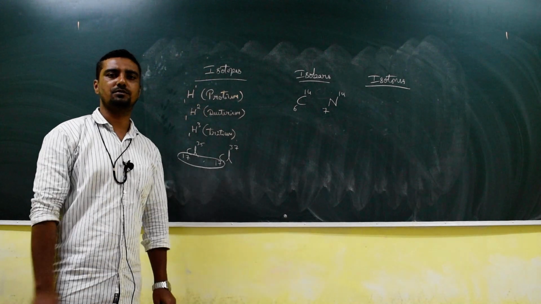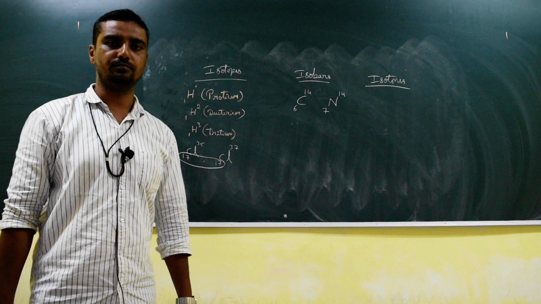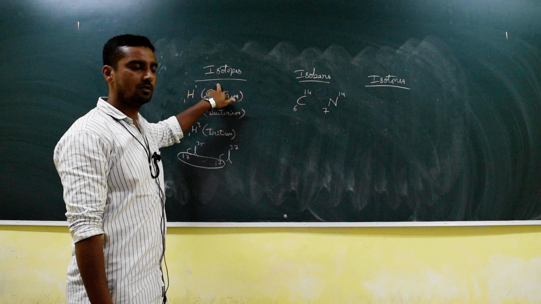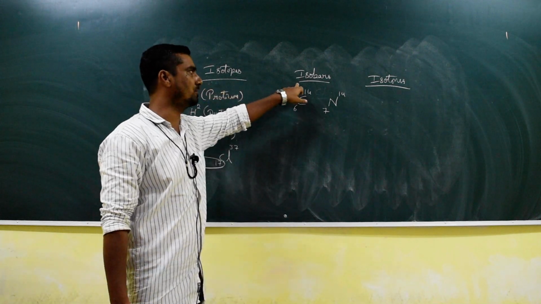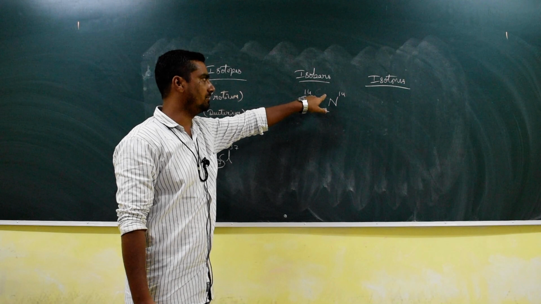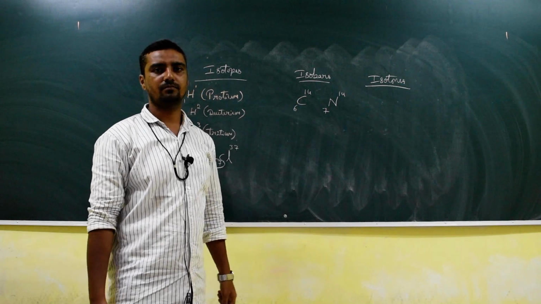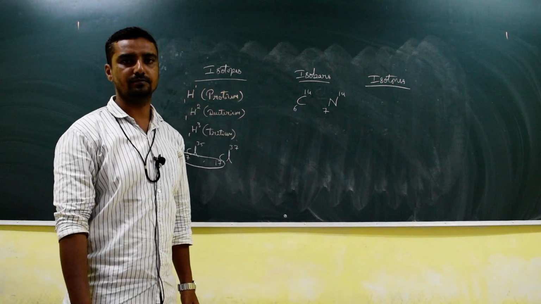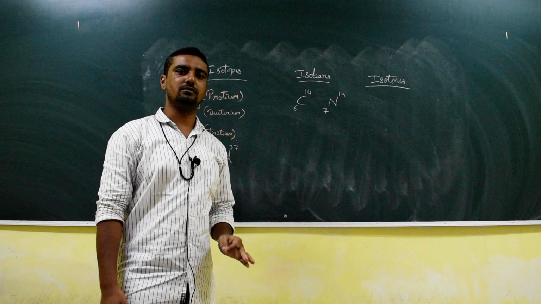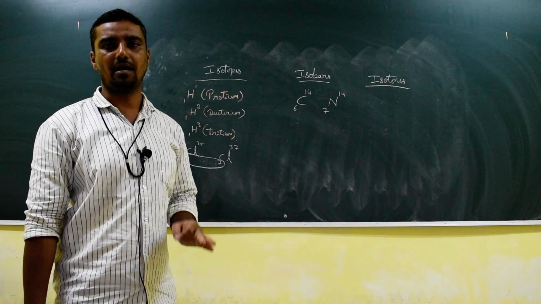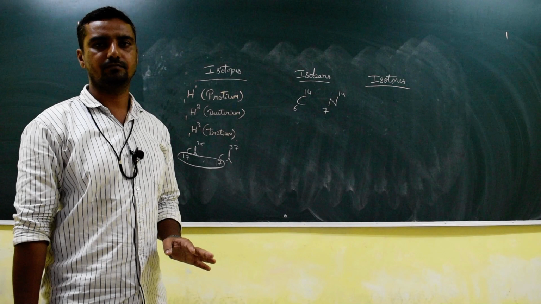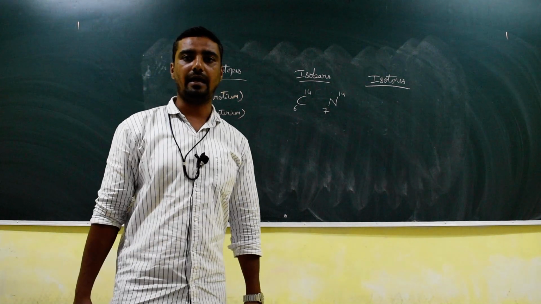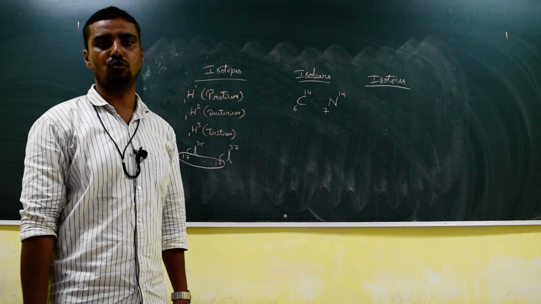It's the reverse of isotopes. So here in isotopes, the atomic number is the same, but the mass number is different. For isobars, the mass number is the same, but the atomic number is different. That one we call an isobar. The species or atoms which contain the same mass number but different atomic number are called isobars.